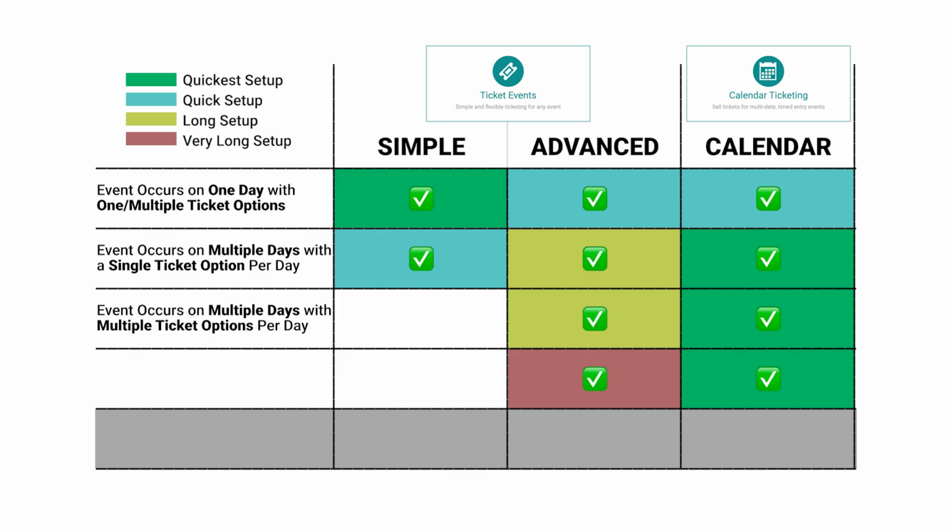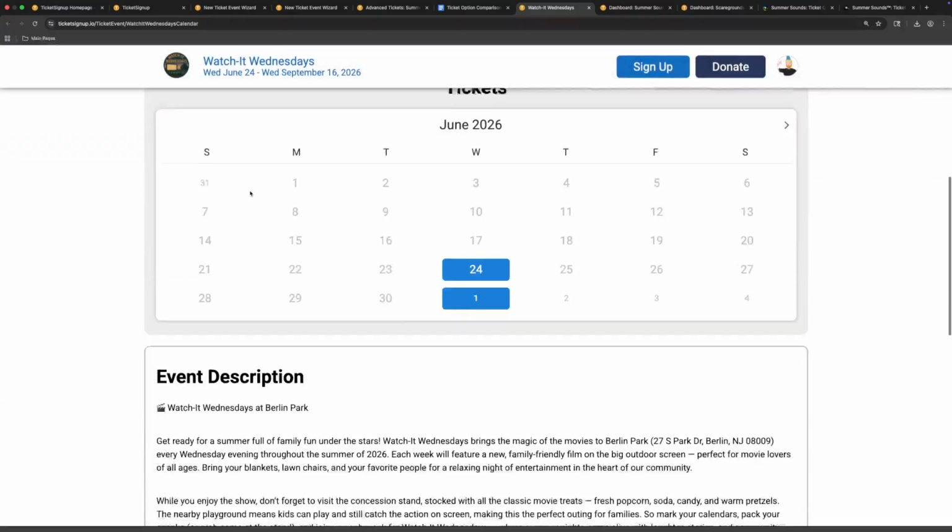Moving to calendar ticketing, you can use this to create an event that's occurring on multiple days with multiple ticket options per day and multiple time slots per day. You can also do this in advanced ticketing, but it's going to take a lot more time to set up. Again, you might want that depending on how you want the reports, but in most cases, you're probably going to want to use calendar ticketing. So here's an example of how that's going to look.